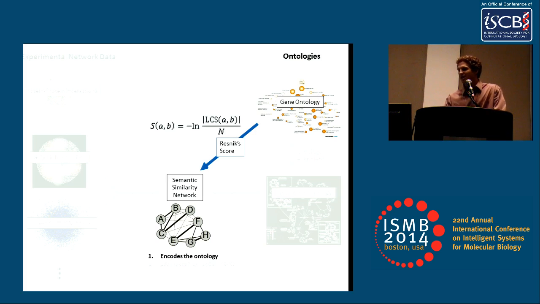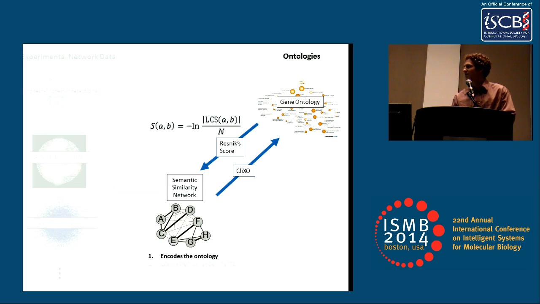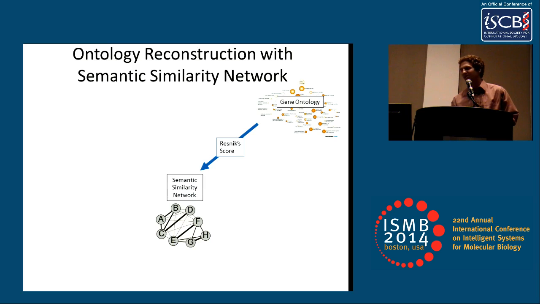Then once we have that, I'm going to show you the CLIXO algorithm, which can take this flat semantic similarity network and turn it back into a full, rich, hierarchical gene ontology. But in order to convince you that this is a non-trivial problem, first I'm going to show you what happens when we use other hierarchical clustering or other methods that can take a quantitative network and turn it into a hierarchy.